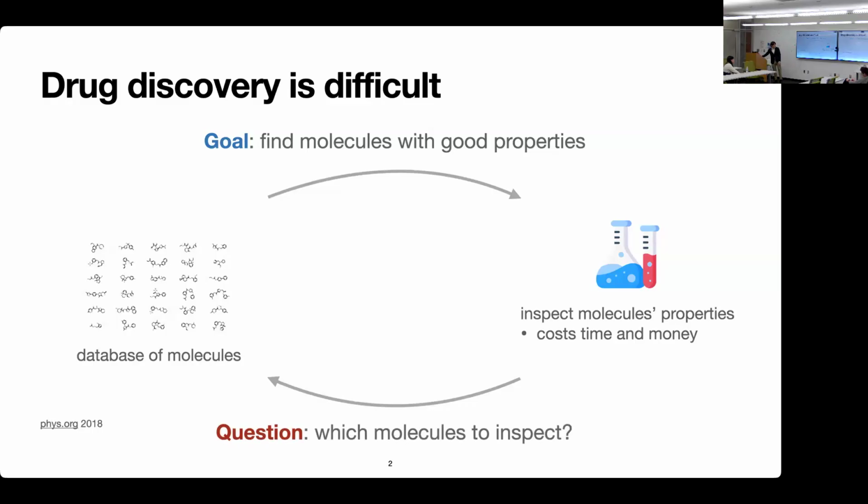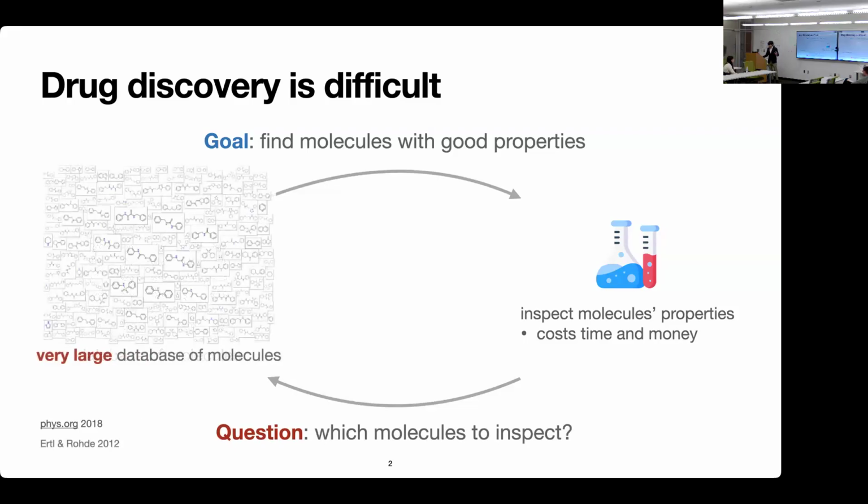And the question that the scientists need to ask themselves is which molecules to inspect at each iteration, given the experiments that they have performed, in order to best find what they're looking for. And to make this problem even more difficult, usually they have to deal with very, very big databases, a very big search space of molecules. So an exhaustive search through every data point is literally impossible to do. You need a more intelligent way to search through these molecules.